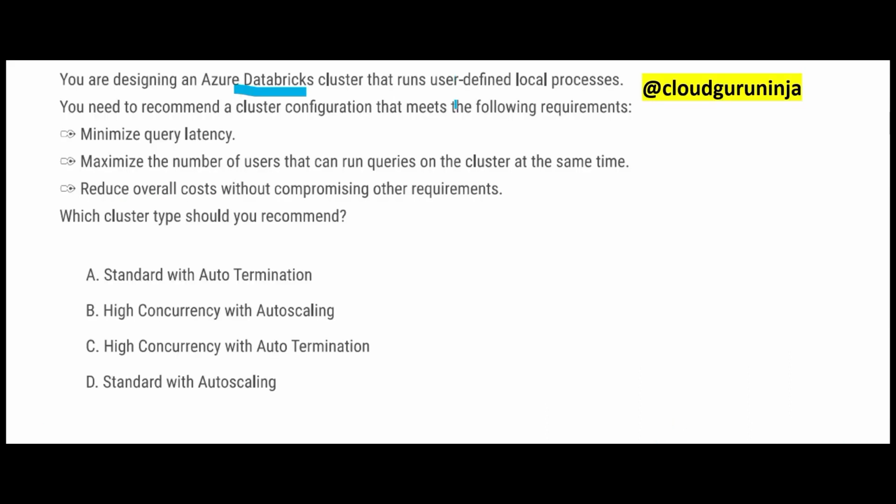So you already have a Databricks cluster that is using user defined local processes. You need to ensure that you follow these requirements. Which cluster type would you recommend for these requirements? If I see the question, there are conflicting requirements. First, it says your overall cost should be reduced, but the second says you should also maximize the number of users that can run queries, that means concurrency you should maximize. So both cannot go hand in hand.